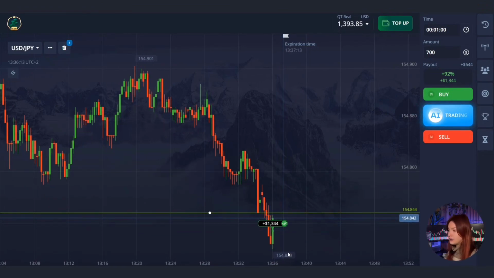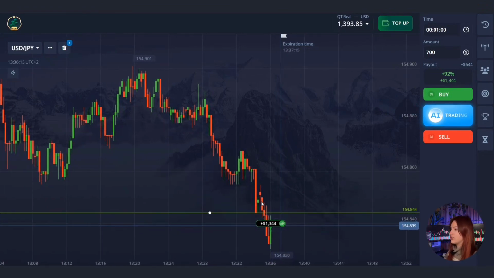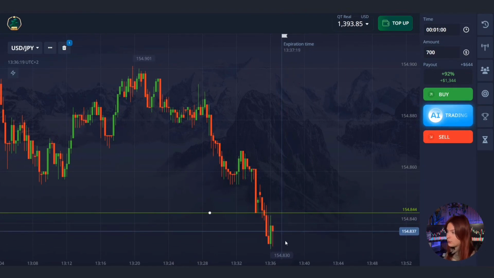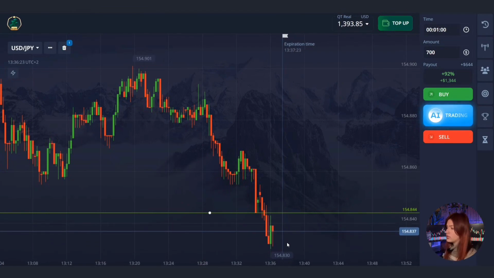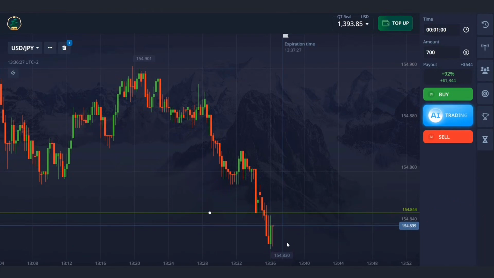Okay guys, that's not bad. As you can see, this level has indeed been breached. Impulsive red candlesticks have formed and I managed to make money on this movement. As you can see, 1 minute was enough for us. Guys, I think we just continue our trading session.